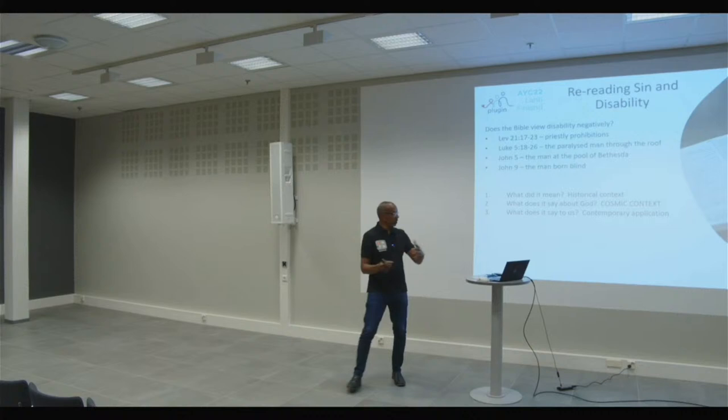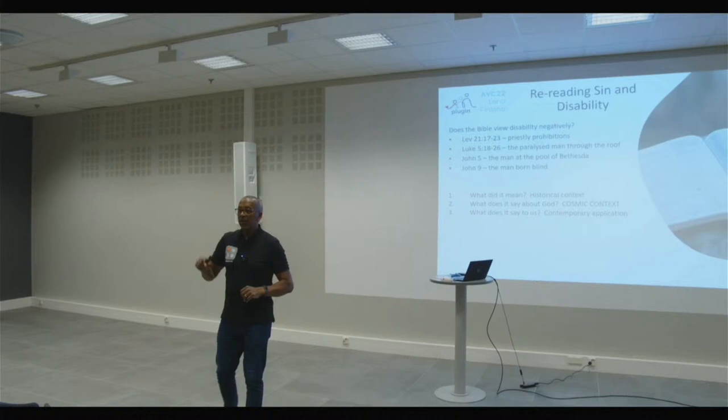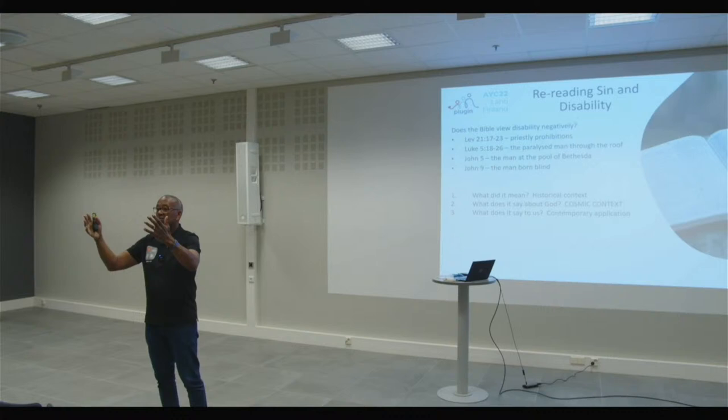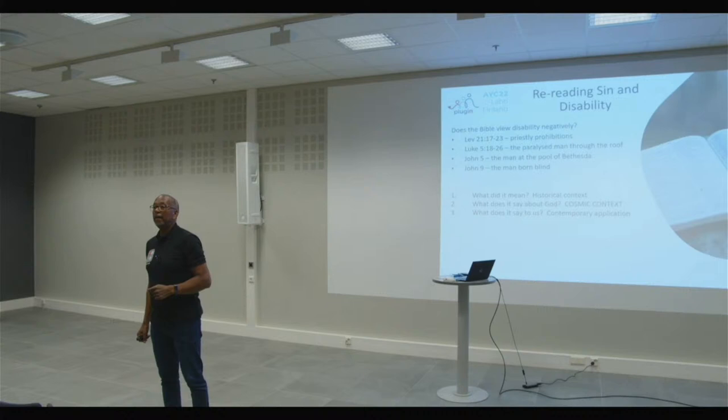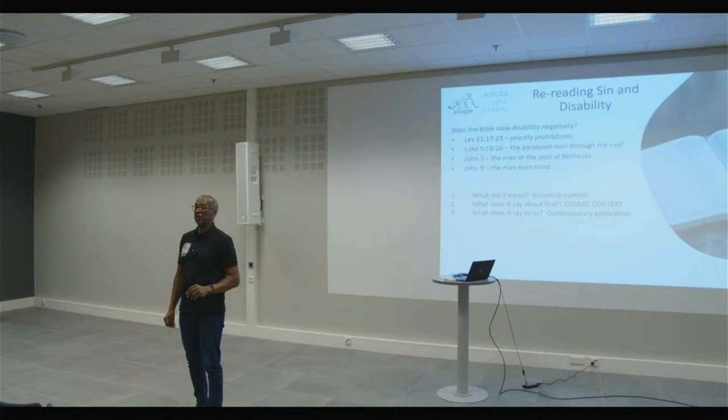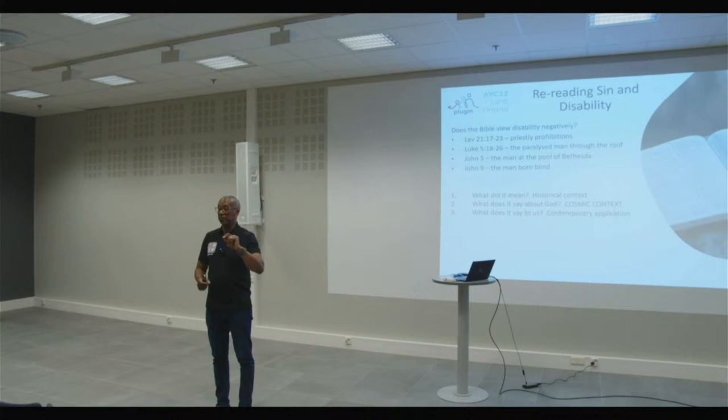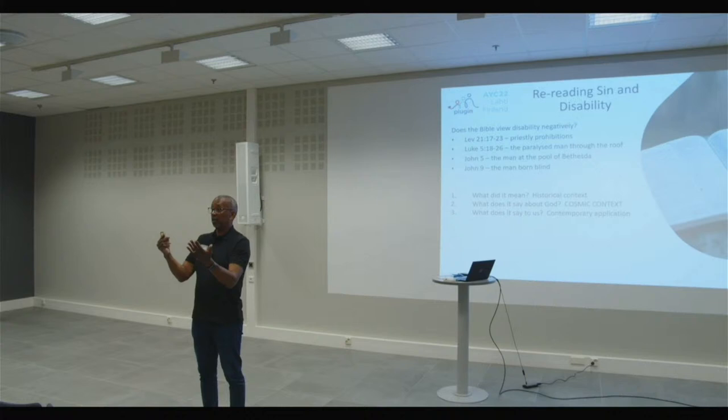The next group then, the paralyzed man through the roof. What was the historical context? Man is disabled, he must have some sin. Right. And it wasn't just the Pharisees either. Historically, that's what everybody believed, because you'll see it in John 9 as well. So that's the context, yes. You got a disability, you have sinned. Or maybe your parents did, or somebody. So that's the mindset that this is functioning in.